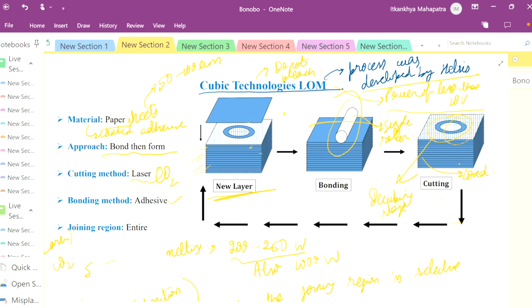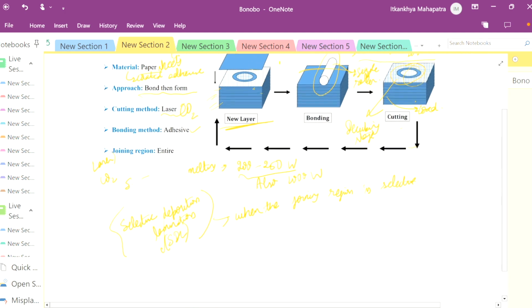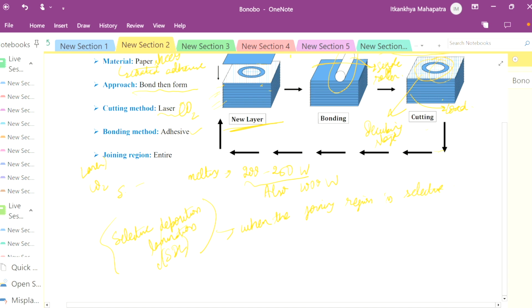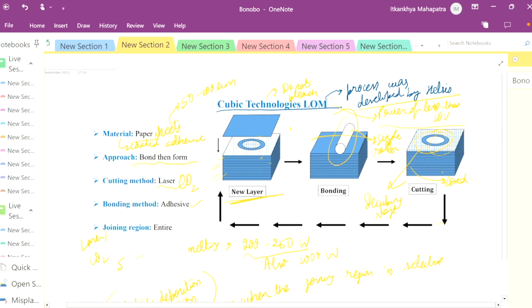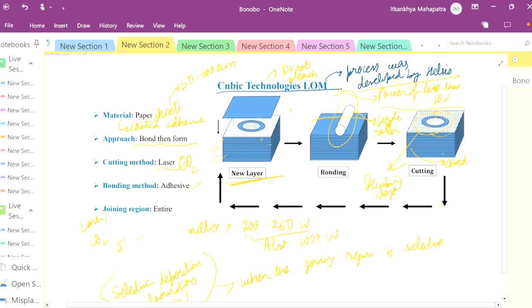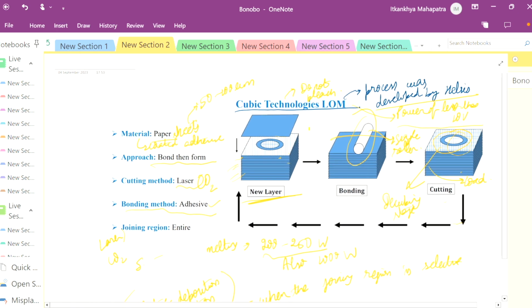This is also called SDM, selective deposition laminating, in some cases. This is only a theoretical question type; there are no numericals related to this technology in your assignment. The main thing is the power required is very less, as we are using adhesive for bonding. So now the next method.